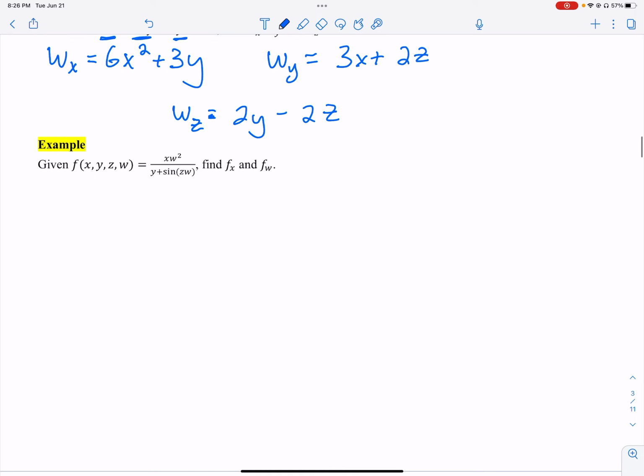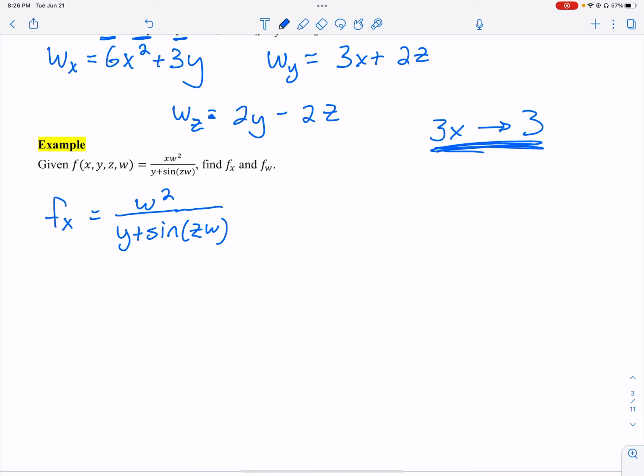All right, we have this one here, and this will be our last one for this video. We have 4 variables now. That's perfectly fine. We can find f partial of x. Notice there's only one x, so everything else is constant. So if it was like a 3x, the derivative of this is 3. So if it's everything else times x, the derivative of this is going to be w squared over y plus sine zw. That's it. That is with respect to x, because all those are considered a constant. It follows the same pattern.